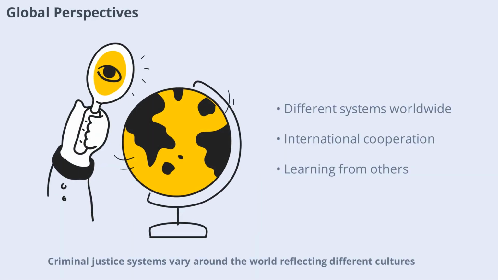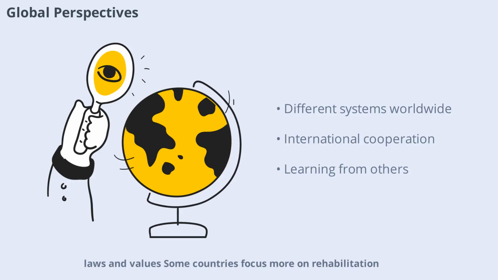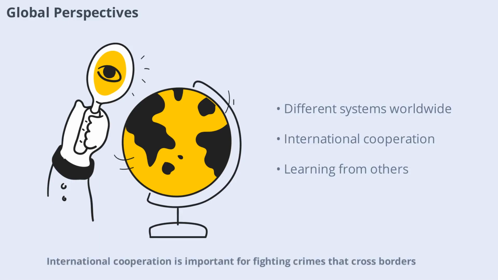Criminal justice systems vary around the world, reflecting different cultures, laws, and values. Some countries focus more on rehabilitation while others emphasize punishment. International cooperation is important for fighting crimes that cross borders, such as human trafficking and cybercrime. By learning from other countries, we can find new ways to improve our own system and promote justice globally.